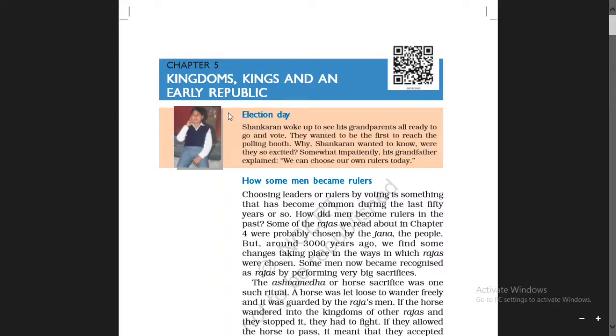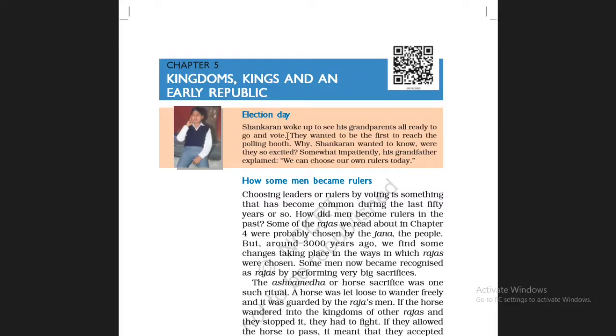Election day is the day on which we cast our vote to choose or elect our representative. Shankaran woke up to see his grandparents all ready to go and vote. Here, Shankaran is the name of a person.